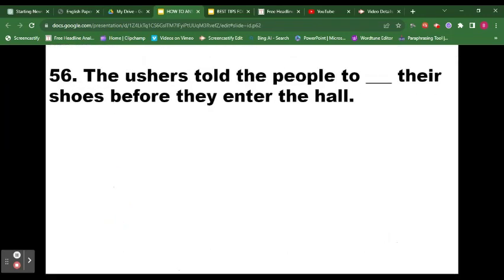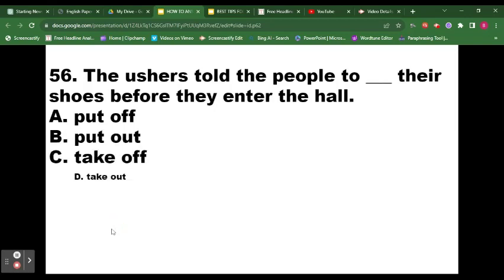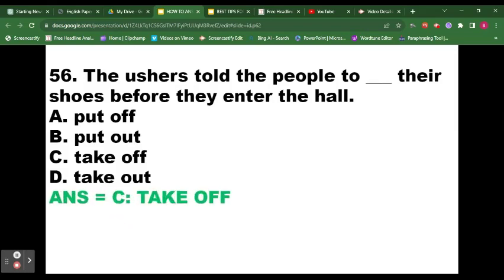Question 56. The ushers told the people to dash their shoes before they enter the hall. A, put off. B, put out. C, take off. D, take out. The correct option is C, take off. You take off your shoe. Okay.